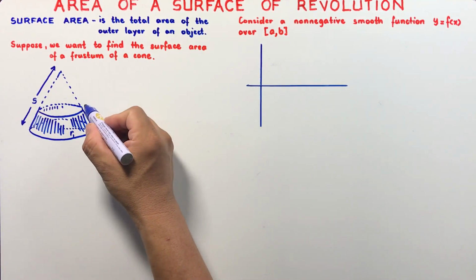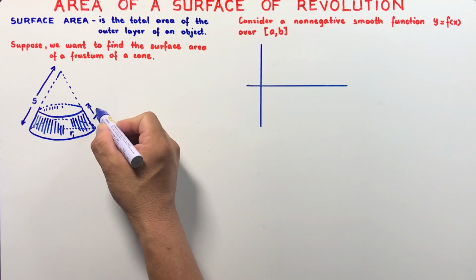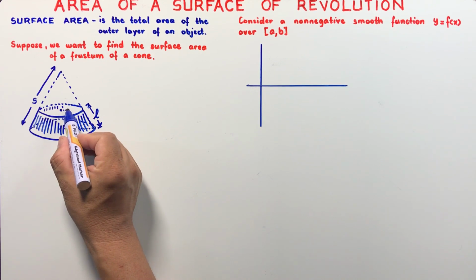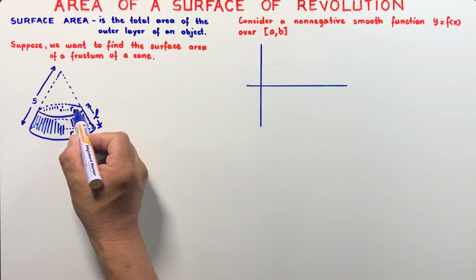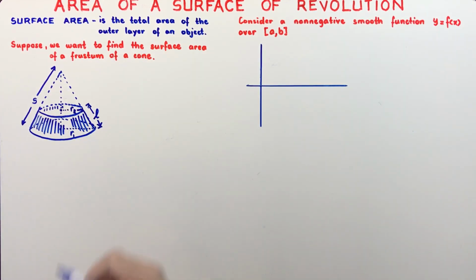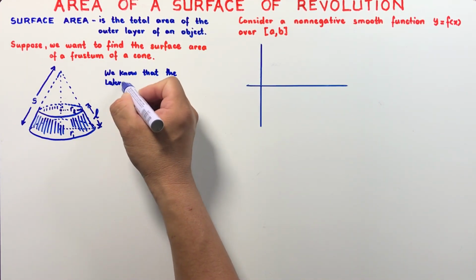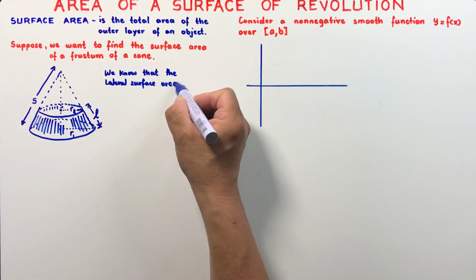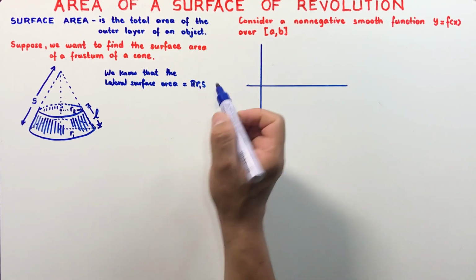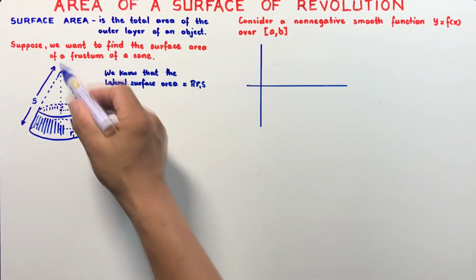And suppose this length, which is the slant height of the frustum of a cone, is represented by L, and the radius of the upper base, suppose this is r sub 2 here, and the axis of the cone is this one here. And we know that the lateral surface area of a cone is equal to pi r sub 1 s. So this is the formula for finding the surface area of this whole cone.